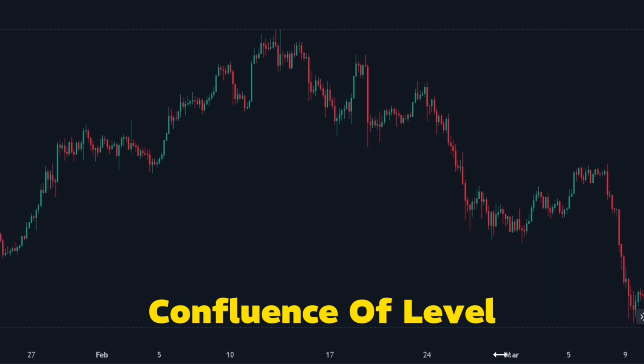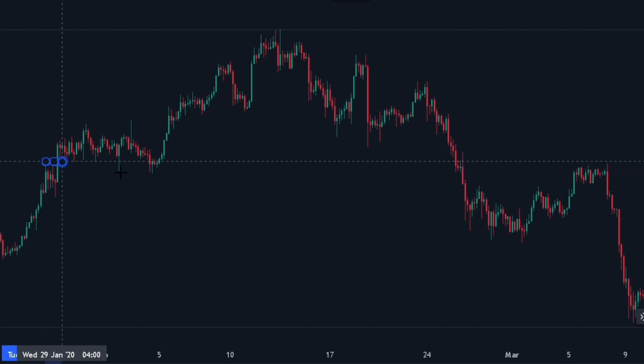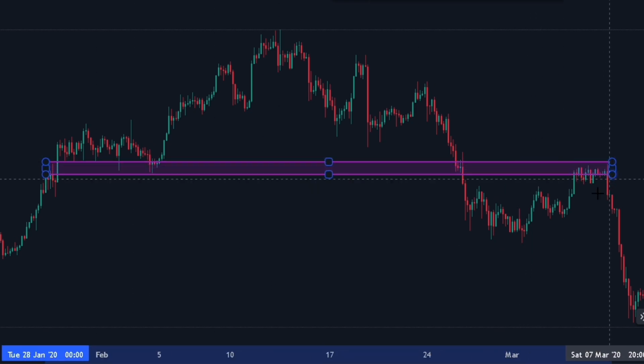When you're analyzing the chart, always try to find confluence of levels, because they show that the market participants have special attention to those areas. For example, on this chart, you can see that we have a strong support zone here. It was broken here, so now it becomes a resistance zone.